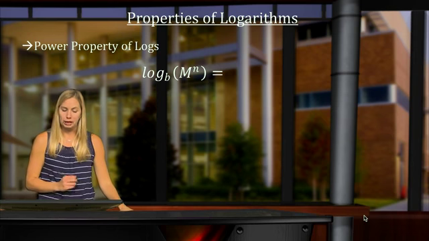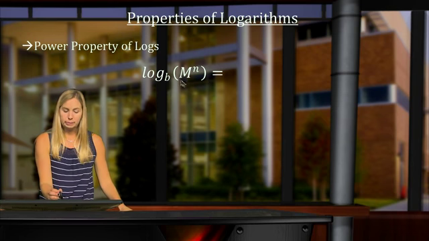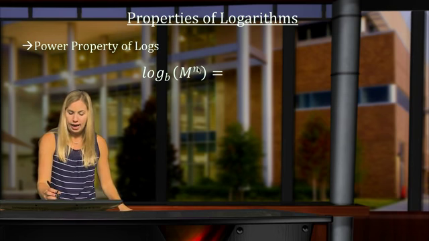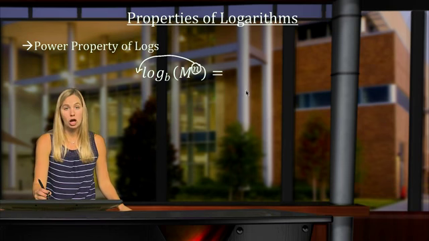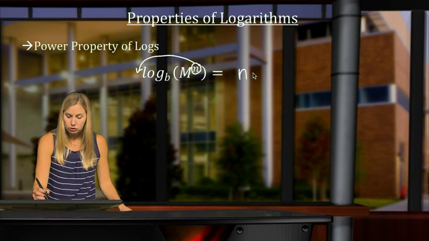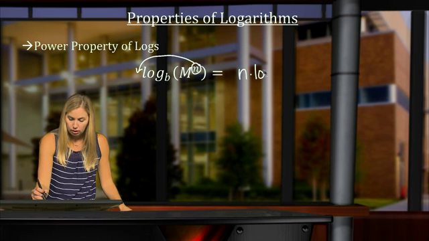The power property of logarithms says that for log base b of m to the n, that exponent on our argument can be brought down as a coefficient. So log base b of m to the n is equal to n times log base b of m.